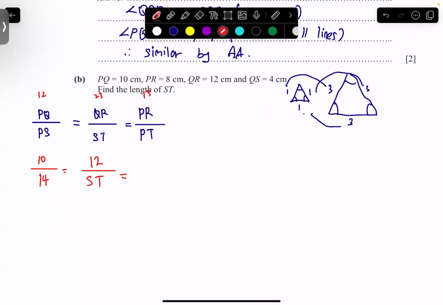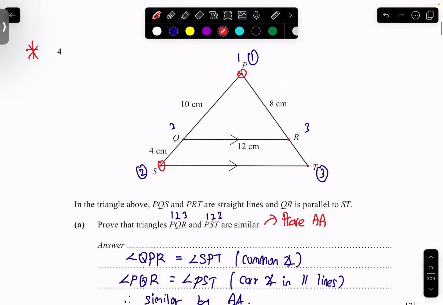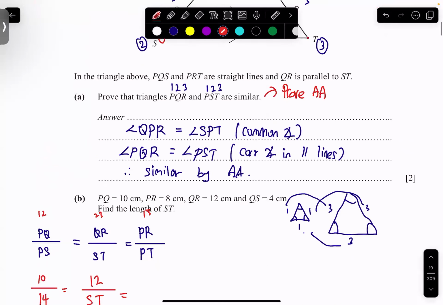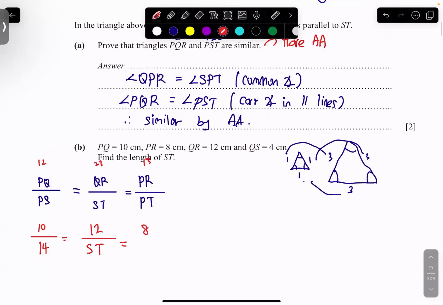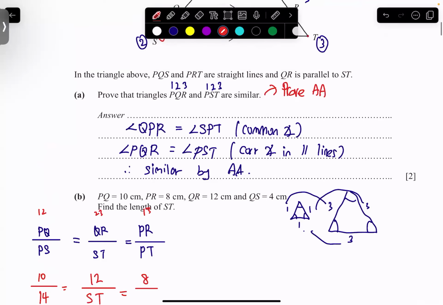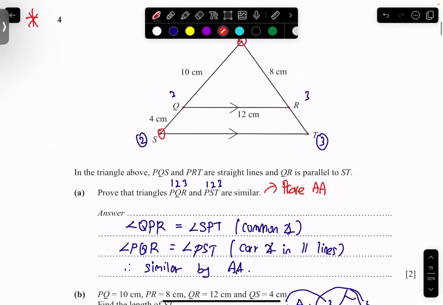Okay. PR equals to, okay, I don't see a PR. So let's look at the image. PR, oh, there is 8. Sorry, it was blank. PR equals 8. PT, I don't know. All right. So PT is 8 plus something, right? 8 plus X down here.